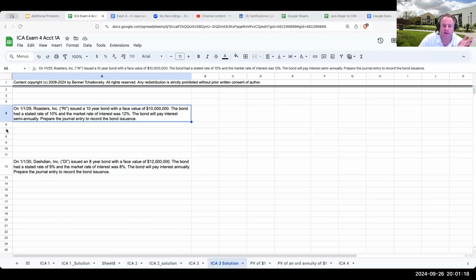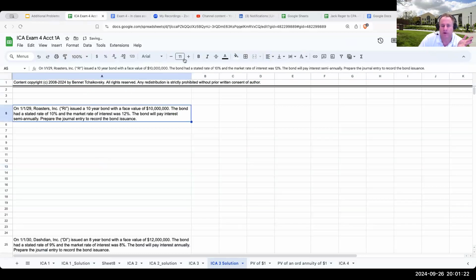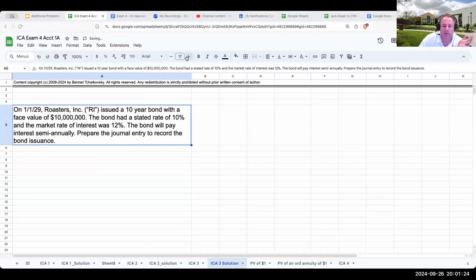So let's take a look at our first question. On 1/1/29, we issued a 10-year bond with a face value of $10 million. The bond had a stated rate of 10% and the market rate of interest was 12%. The bond will pay interest semi-annually, and we want to prepare the journal entry to record the bond issuance.